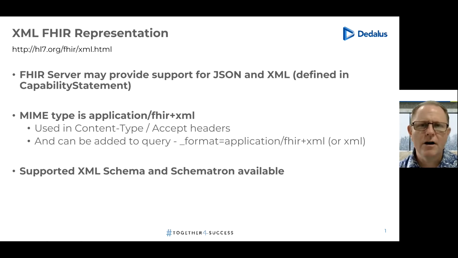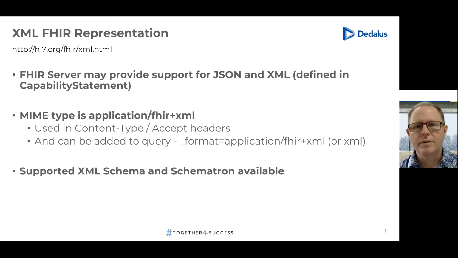From a MIME type perspective, if we're setting the content type or the accept headers in our payload, then we'll set that to be application/fhir+xml, which tells it that it's an XML format. We can also query the FHIR server with an underscore format parameter to tell it what type of format we want to get back. So if it accepts both JSON and XML, and you want to make sure that we send back XML, you can put in the full MIME type, or you can put in application/xml or just straight xml, and you'll get an XML response coming back from the FHIR server.